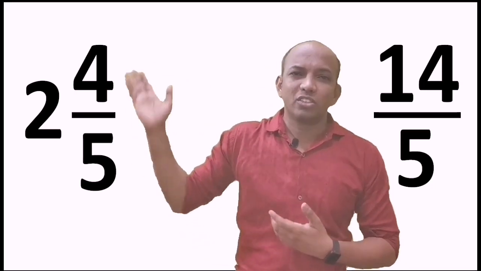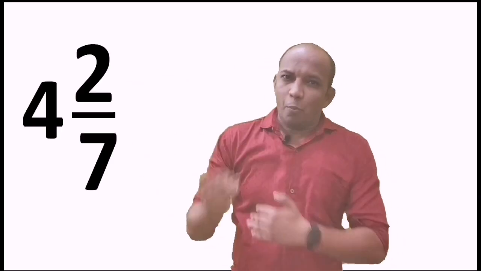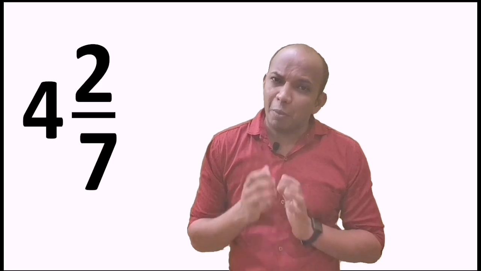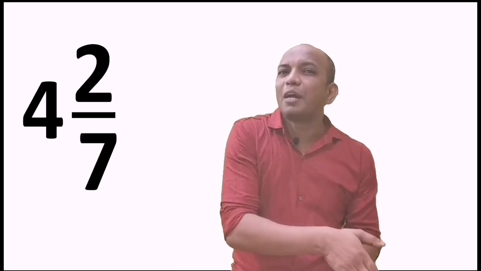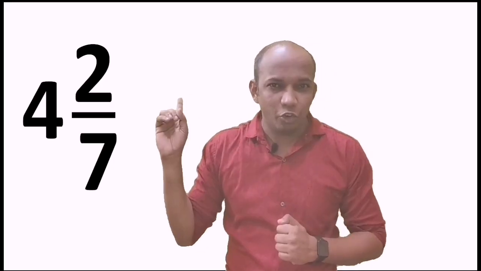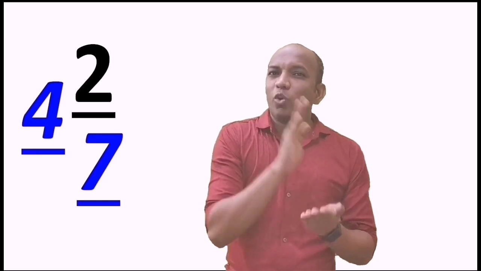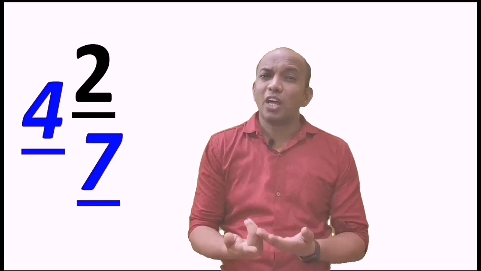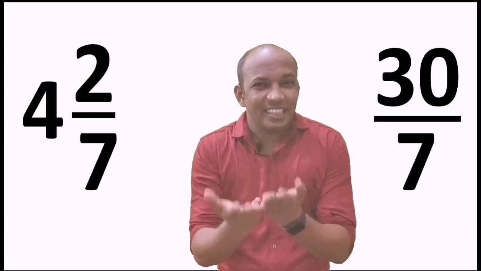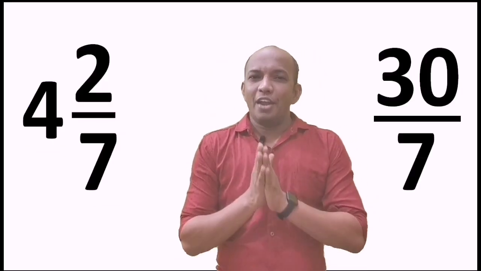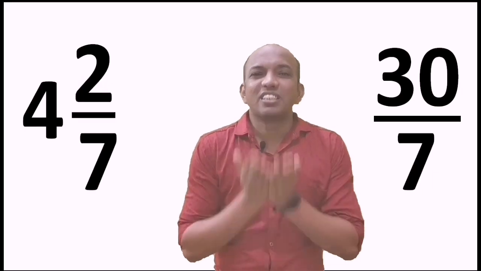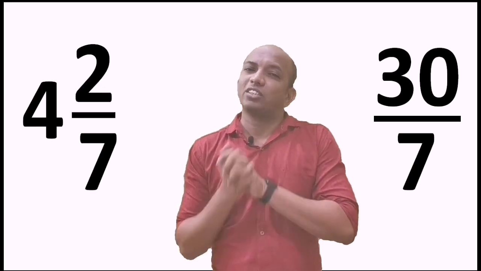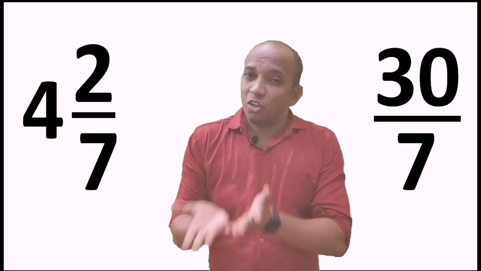Here the sum is on the screen. 4 and 2 upon 7. So what we are going to do, we will be multiplying denominator and that complete number. That means 7 into 4, right? And now whatever the answer comes, we have to add 2 to it, and that gives you the answer 30 upon 7. Isn't it easier? Yes, of course.